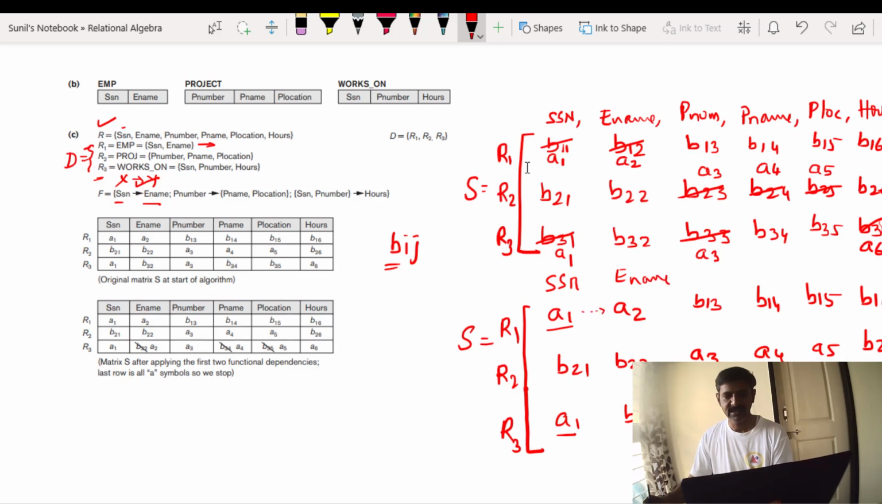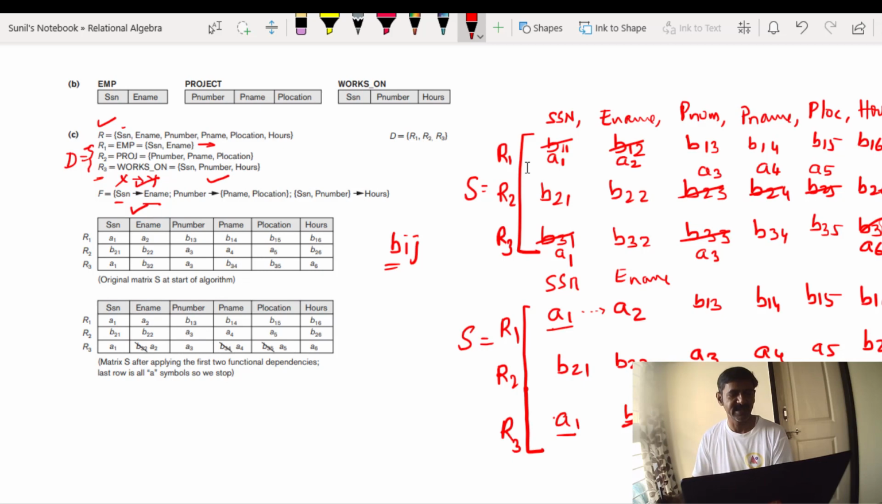As you can see, these A's are matching here. The corresponding B's are not matching. Here it is A2, here it is B32. So if A's are there in the SSN column, the corresponding values in the ename column should be altered. So this should be replaced by A2 because there is a functional dependency from SSN to ename. So this is a change that has happened because of application of the first functional dependency.